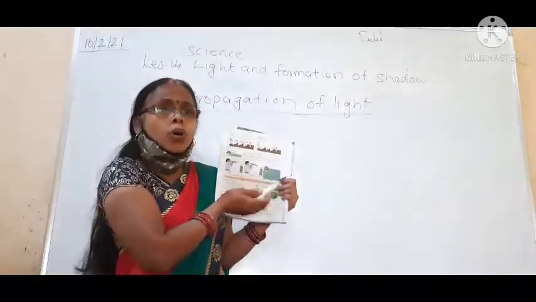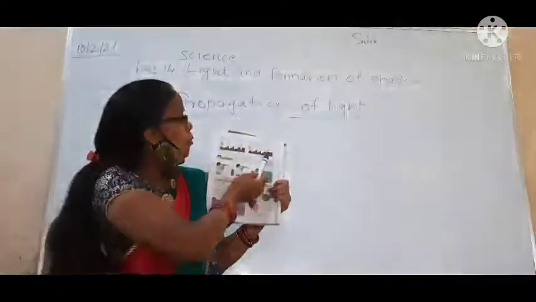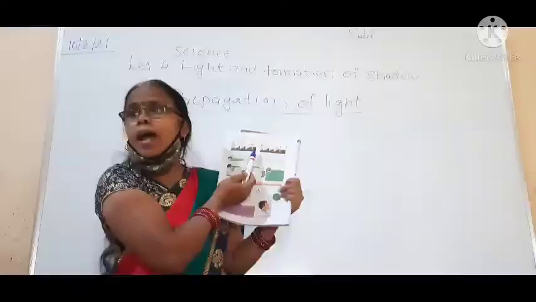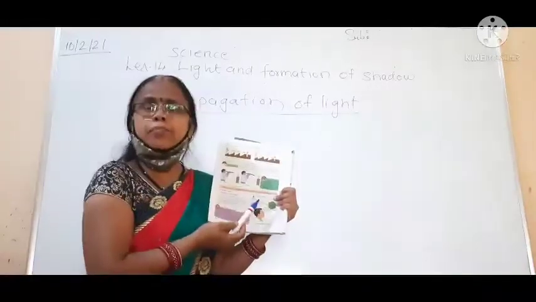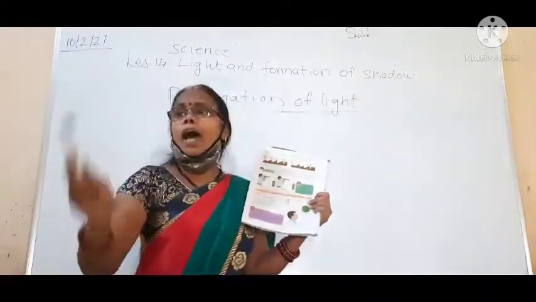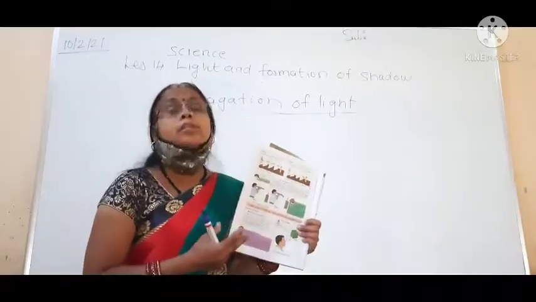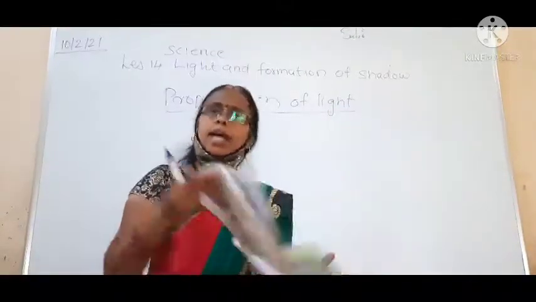So the light could not travel from the candle to the eyes, and that is why the person cannot see the flame of the candle. It shows that light travels in a straight line. Is that clear to you all?